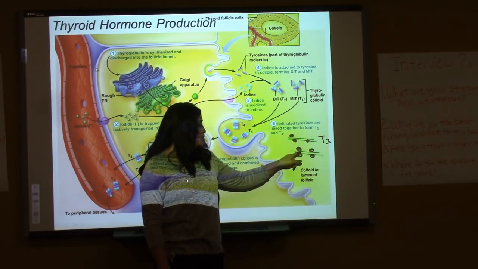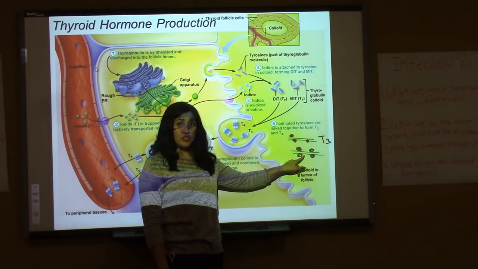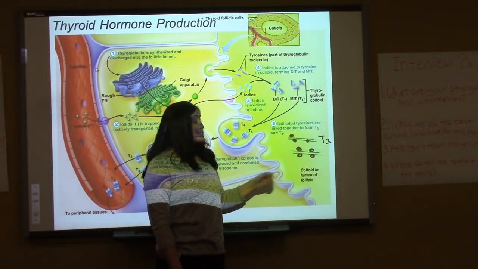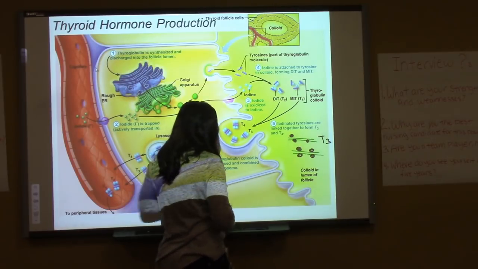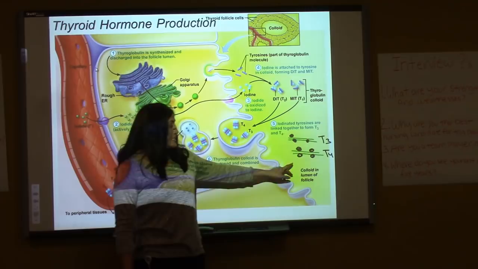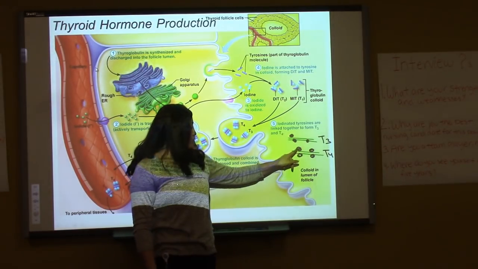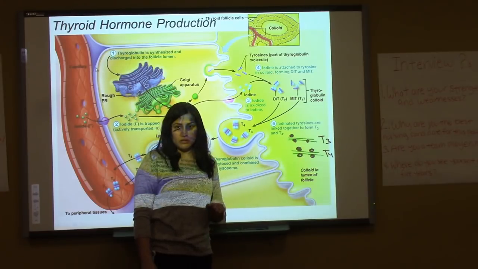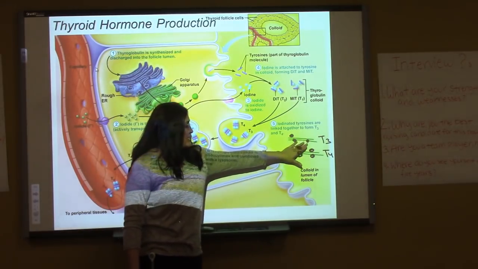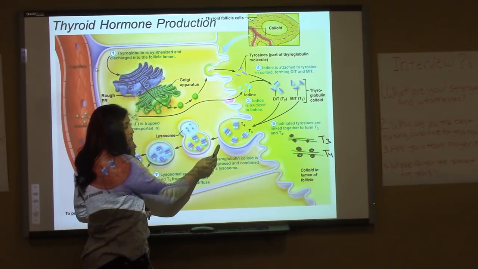Now, when 2 DITs, so here's one DIT, here's another DIT, come together, it basically makes T4. Why is this T4? Where does the 4 come from? It's because it has 4 iodine molecules. 1, 2, 3, 4.